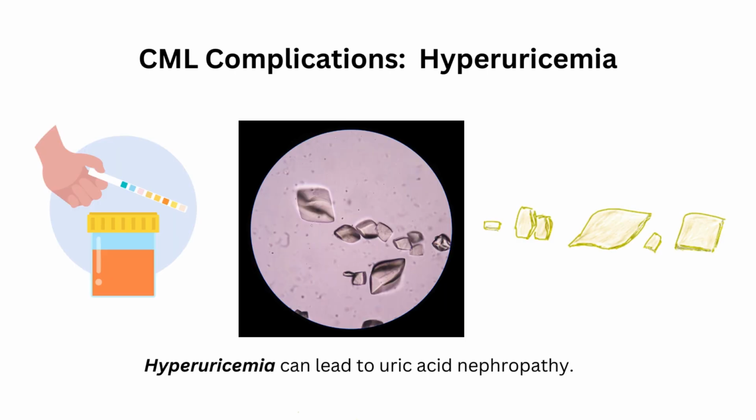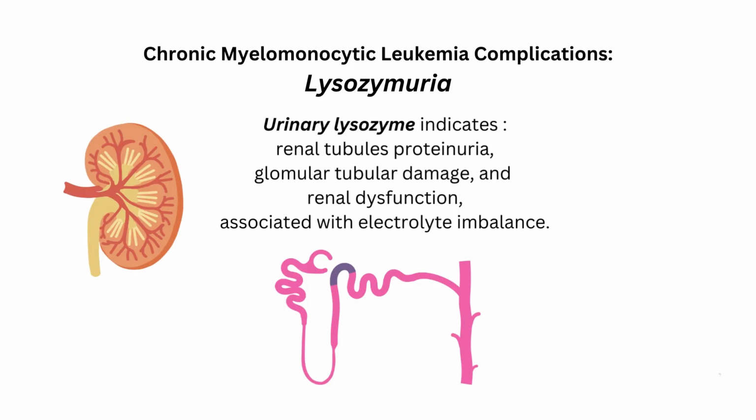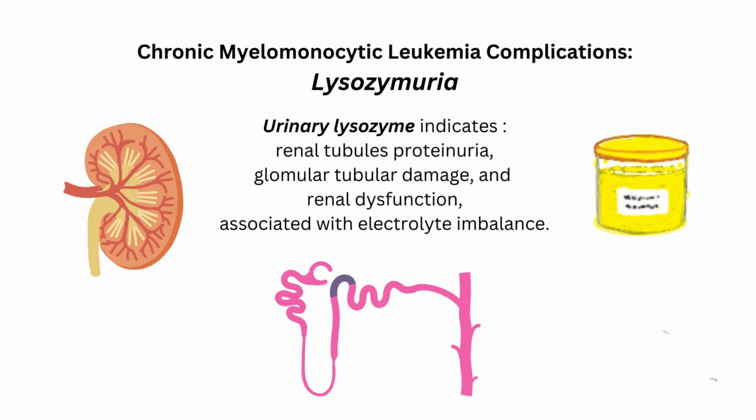Tumor lysis syndrome is noted for hyperuricemia and other associated metabolic and urinary problems. Lysozymuria. Urinary lysozyme indicates renal tubular proteinuria, glomerular tubular damage, and renal dysfunction associated with electrolyte imbalance. Please note that lysozymuria is a complication of chronic myelomonocytic leukemia.